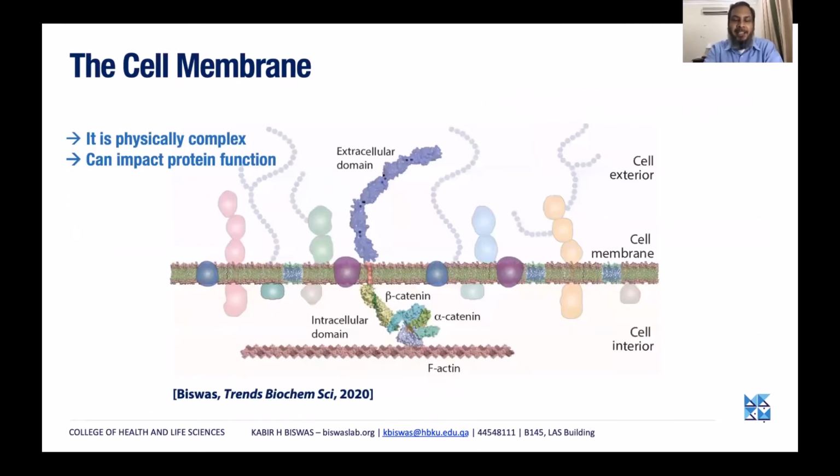So let me give you a brief idea about the cell membrane, which is the focus of today's presentation. The cell membrane is made up of a lipid bilayer, and the key issue is that it's a very physically complex environment. As you can see, there are different kinds of proteins, other biomolecules, and the cytoskeleton inside. And this gives rise to many interesting phenomena that we would like to explore.